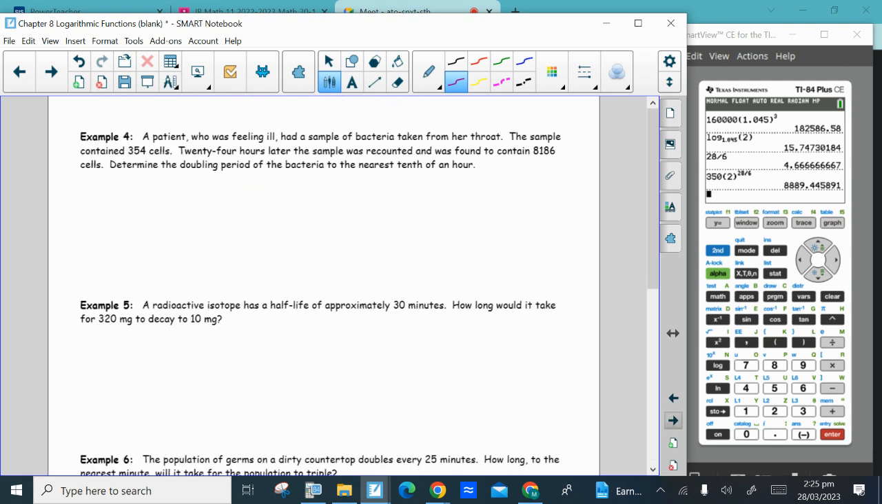Okay, example 4. A patient who's feeling ill had a sample of bacteria taken from her throat. The sample contained 354 cells. 24 hours later, the sample was recounted and found to contain 8,186 cells. Determine the doubling period of the bacteria to the nearest tenth of an hour.